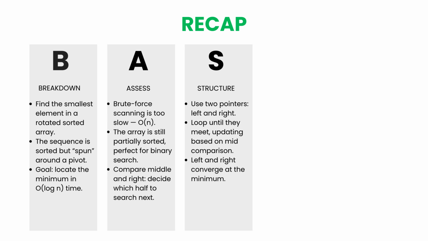Structure recap. Our plan uses 2 pointers, one at the start, one at the end. We repeatedly calculate the midpoint and decide whether to search the left or right half based on how the mid compares to the rightmost value. Each comparison moves our boundaries closer to the smallest number until they converge.